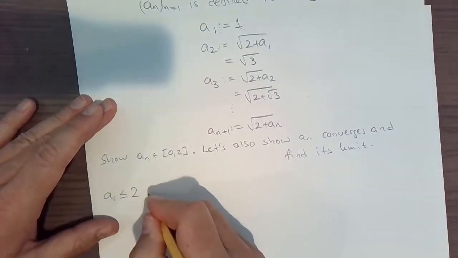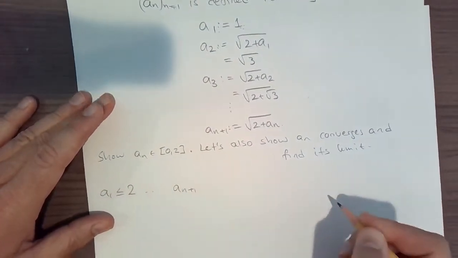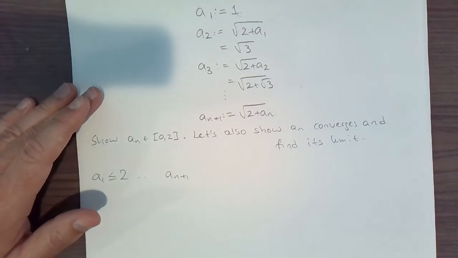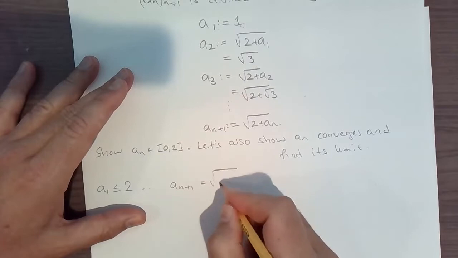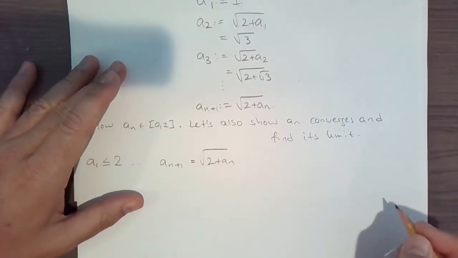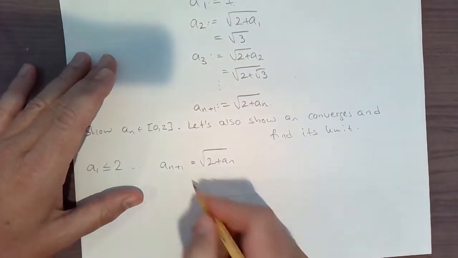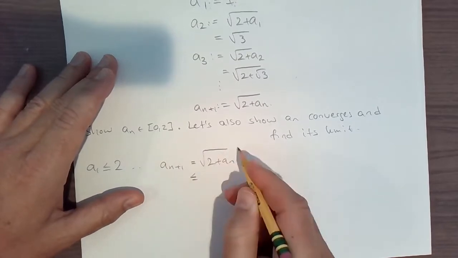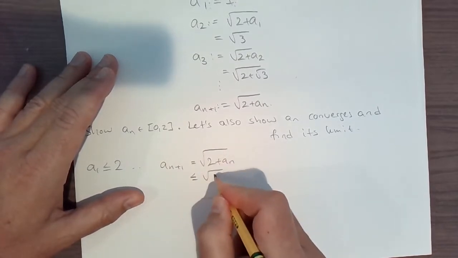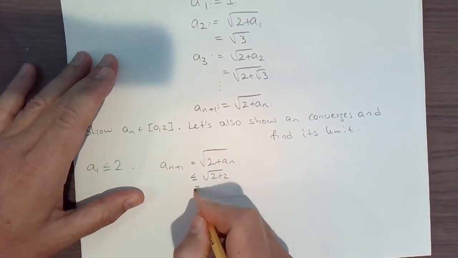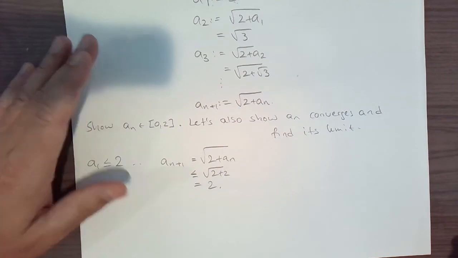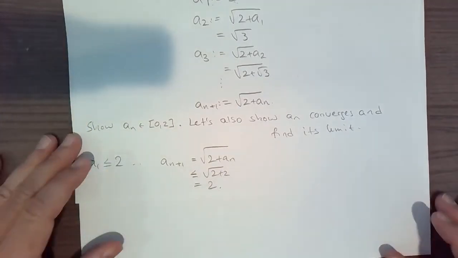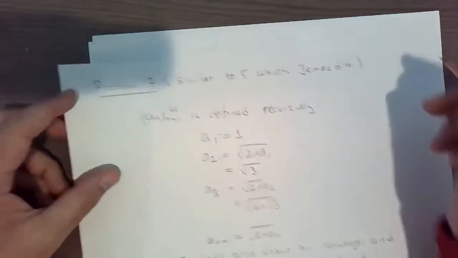So let's try to bound A(n+1). Well, let's see what it is. So A(n+1) is root of 2 plus A_n. And now the square root function is increasing. So if I put a 2 in here, I'm going to get 2 plus 2. And the square root of 4 is 2. So A_n is bounded. So up to this point, we have that the A_n's are bounded, right?